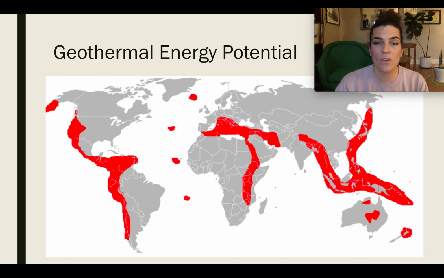There's also geothermal energy potential, where the plates are colliding, where there are earthquakes and other tectonic activities. And so you can see along the west coast, for example, in the Great Rift Valley of Africa and the Mediterranean, and all throughout Indonesia and Equatorial Asia, there's quite significant potential from geothermal energy.